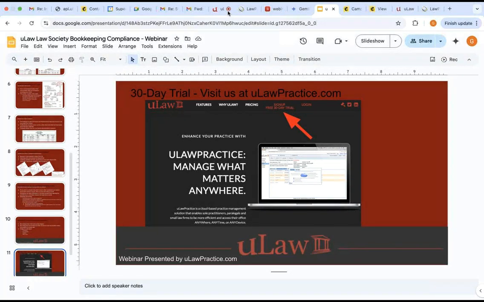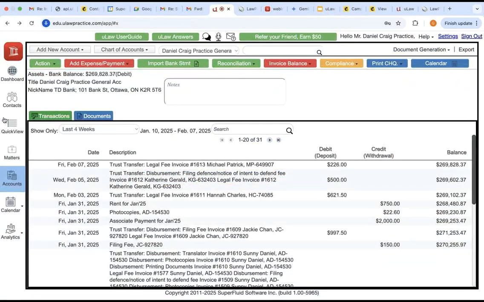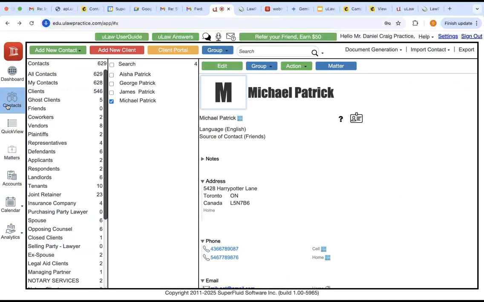Quickly moving on to showcasing how our uLaw platform looks and what are these bookkeeping compliance documents that I can generate from my program. Since I represent uLaw, I'd like to show you all how it works in uLaw. And I'd like to also mention the topic for today's session, Law Society Bookkeeping Compliance.